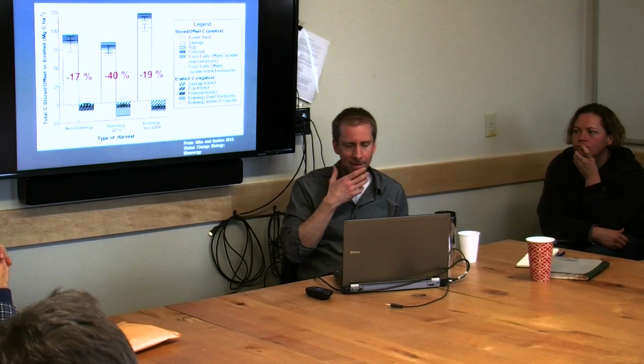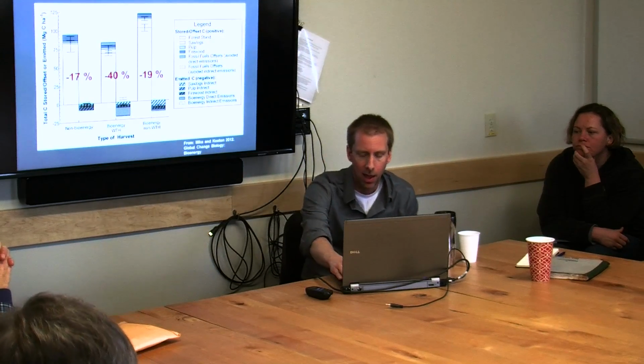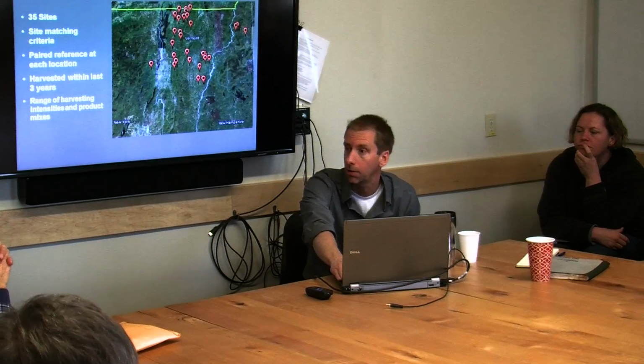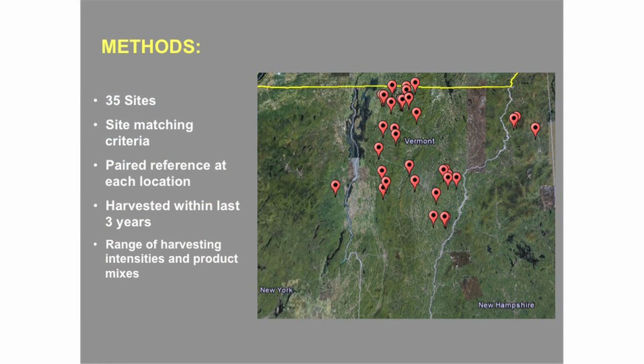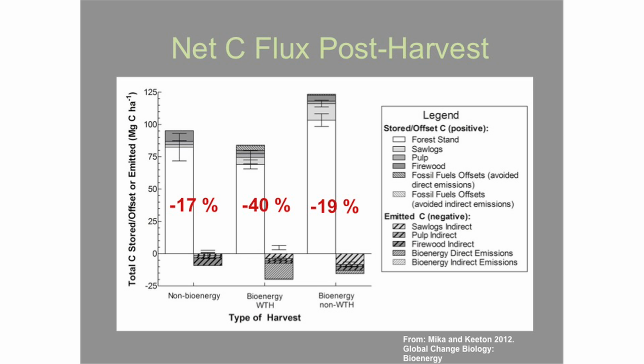My lab decided to take a crack at this, and we wanted real data on carbon fluxes from bioenergy harvests. So we actually went out and sampled 35 bioenergy harvests across the Northeast. We quantified the actual carbon fluxes coming off of these operations, including all the direct and indirect emissions. And this gave us a pretty good handle on those initial carbon fluxes, and we could show that, yeah, actually, you've got a lot of flux coming off of whole tree harvesting, maybe not quite as much off of non-whole tree harvest bioenergy operations, but still a little bit more than conventional harvest.